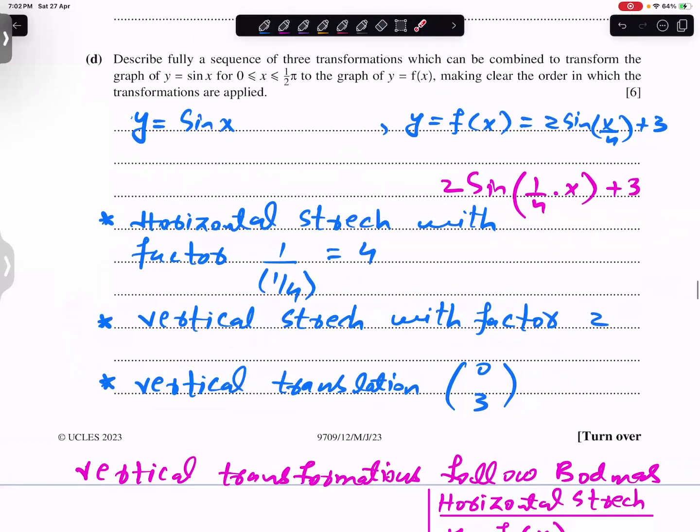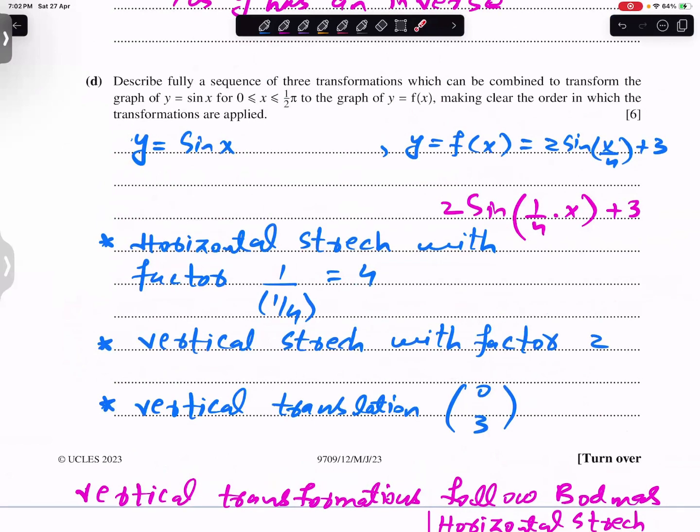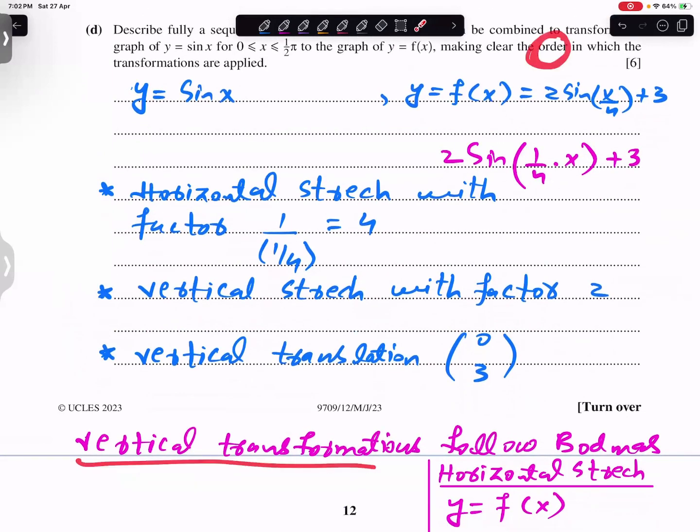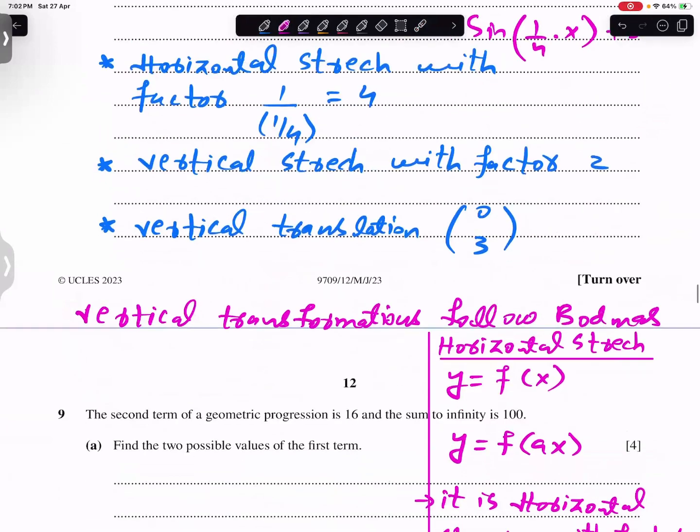Okay, because they were saying that you have to give the transformations in specific order. So in vertical transformations, you will follow the BODMAS rule. BODMAS rule means you will say the stretch first and then translate it later on. But if you want to combine the two horizontal transformations, in that case, you will apply the reverse of BODMAS rule. Okay. So vertical transformations follow BODMAS rule, and two horizontal transformations follow reverse BODMAS rule.